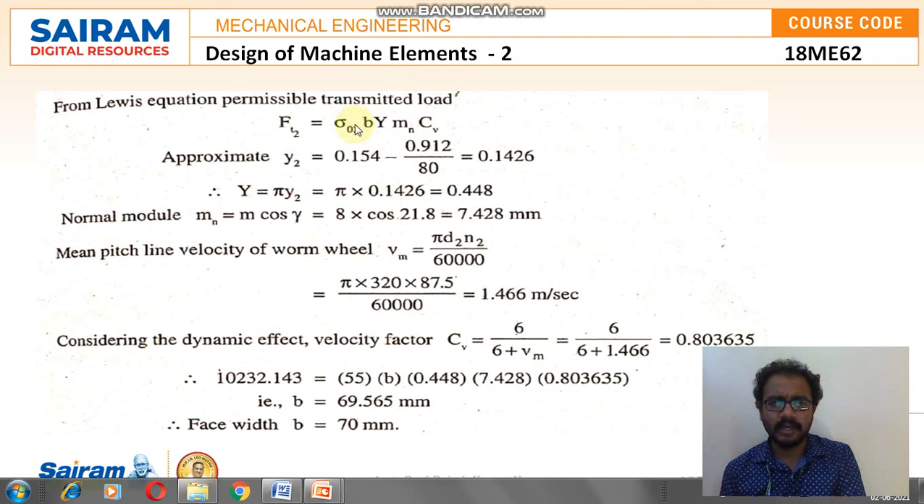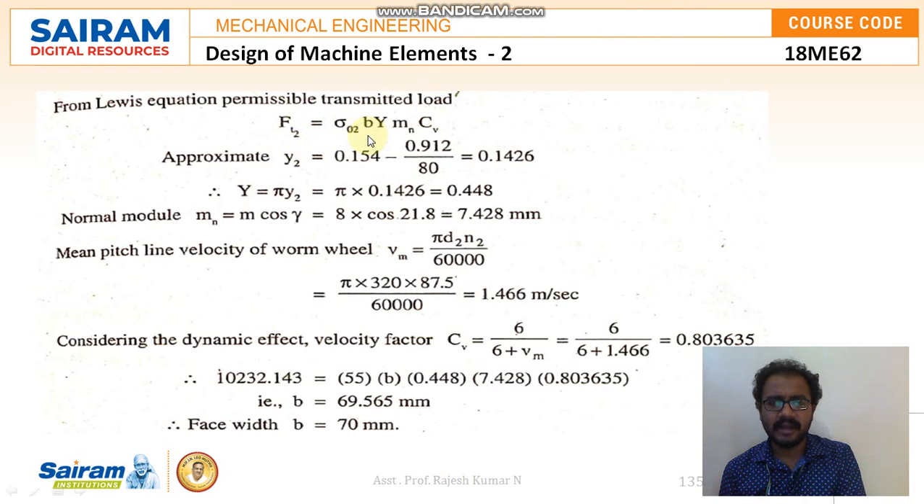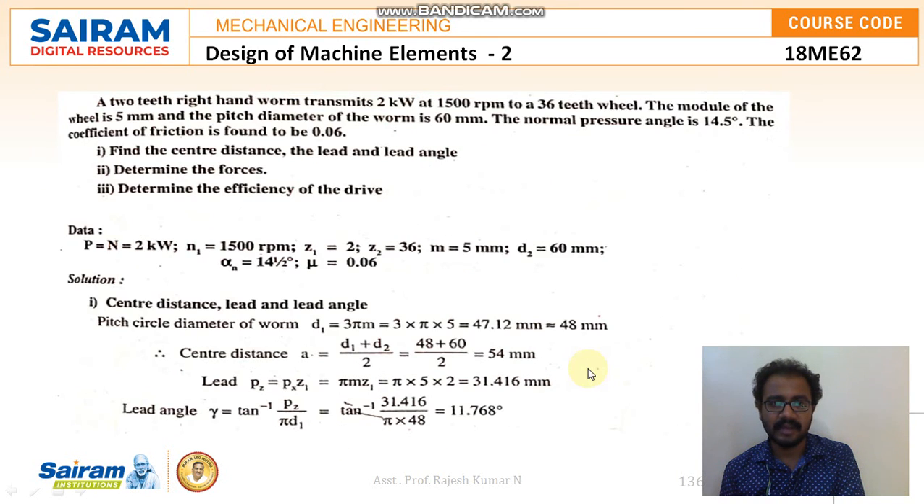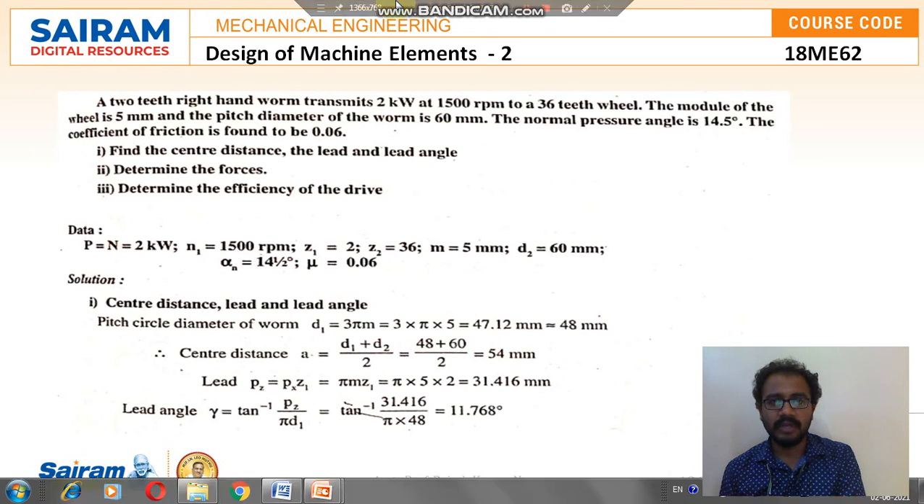And from the Lewis equation, the permissible transmitted load formula is allowable stress into face width into y into m into Cv, that is normal module into Cv, where the y value as usual we will take from the data handbook, and I am getting y as 0.448. From this I will find the normal module and velocity. Finally, based on the velocity I am getting the velocity factor Cv, and the face width value as 70 mm. And we shall move to the next problem.